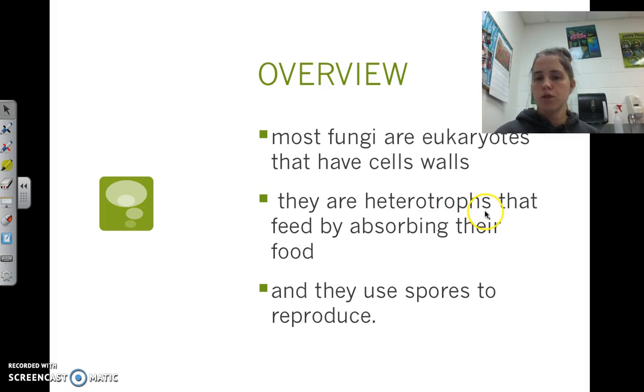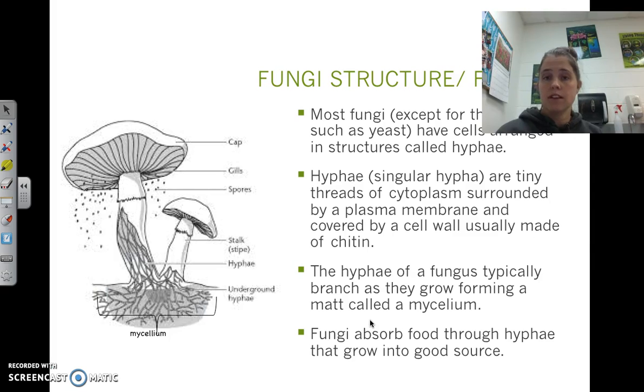They are heterotrophs, and they feed by absorbing their food, meaning they have to be on something that has nutrients so that they can suck it up or absorb those nutrients. And they reproduce using spores. So they release these spores into the air, and they fly until they are planted and then can germinate.